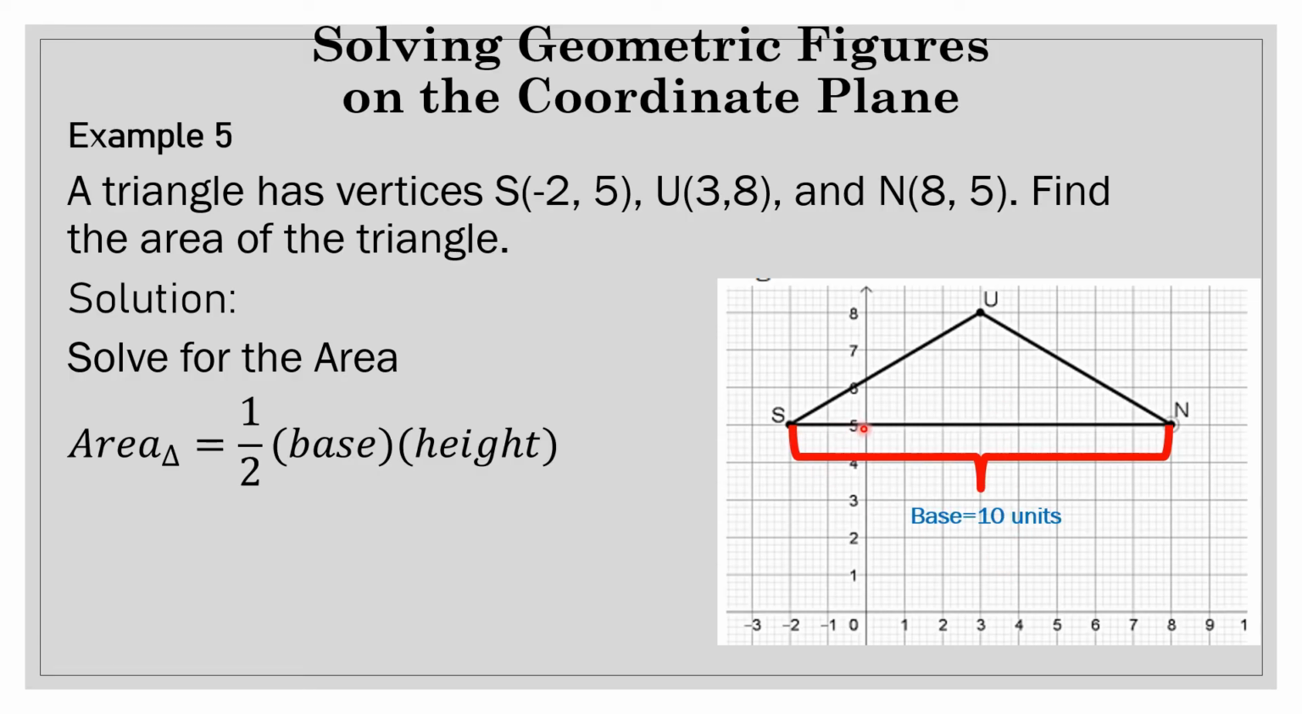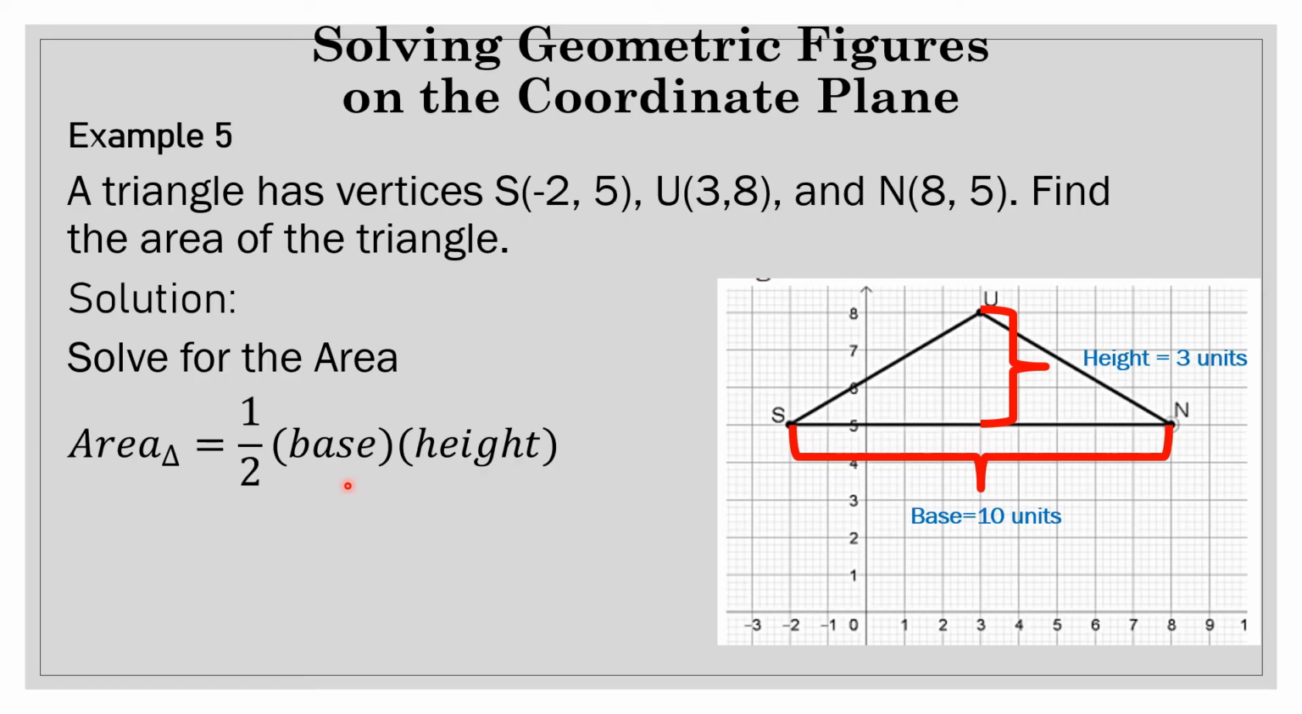Kasi nga we have 1, 2, 3, 4, 5, 6, 7, 8, 9, 10. So, 10 units yung ating base. Yung height naman natin is from U going to the base. So, that is how many units? 1, 2, 3 units. 3 units yung ating height.